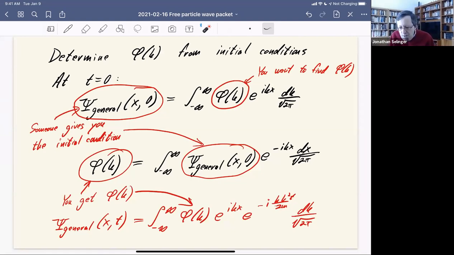And then, in your previous homework, you put the coefficients into a sum. Now you put the phi of k into this integral to get the wave function in the future. And then once you've got the wave function into the future, you just do all the things we've been doing all semester. You can get the probability density in the future, or you can get expectation values in the future.